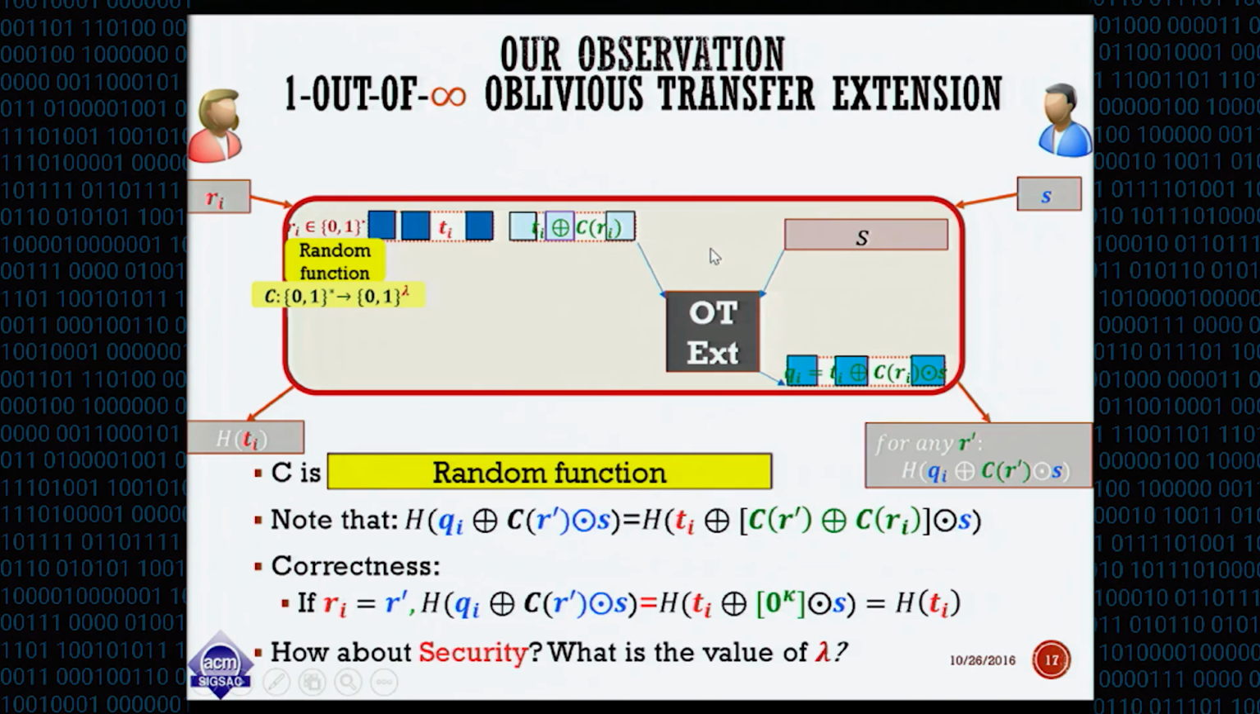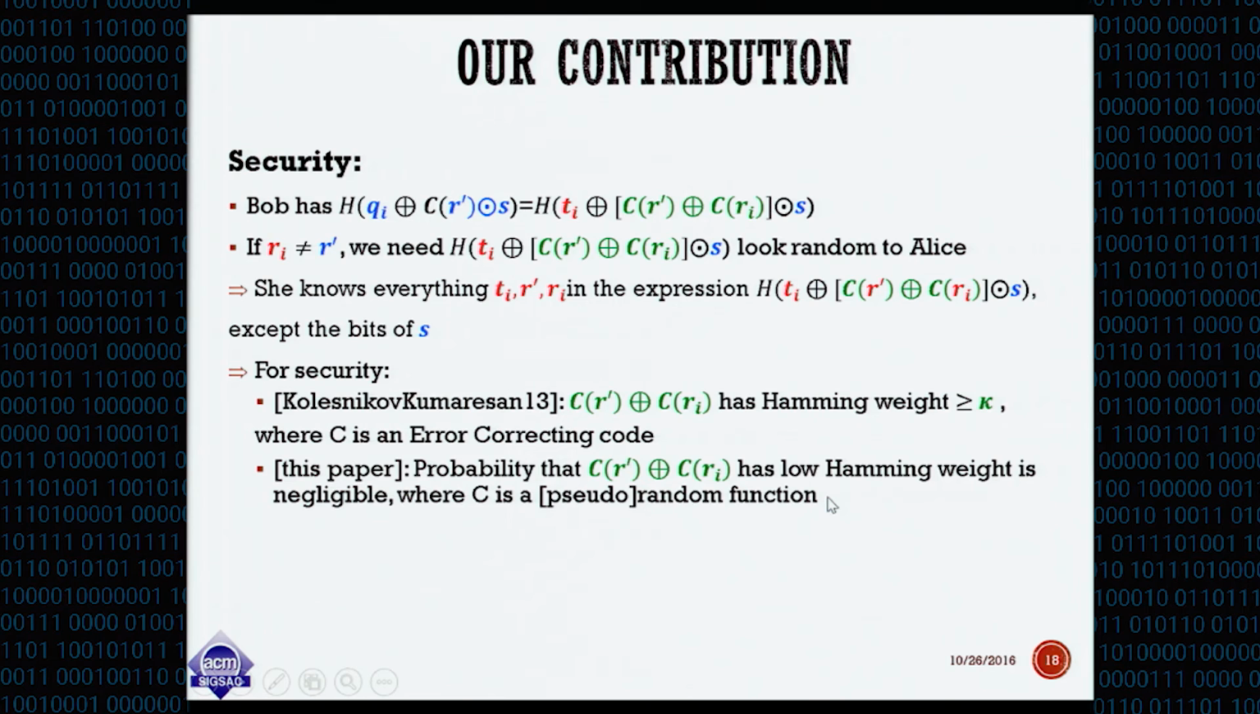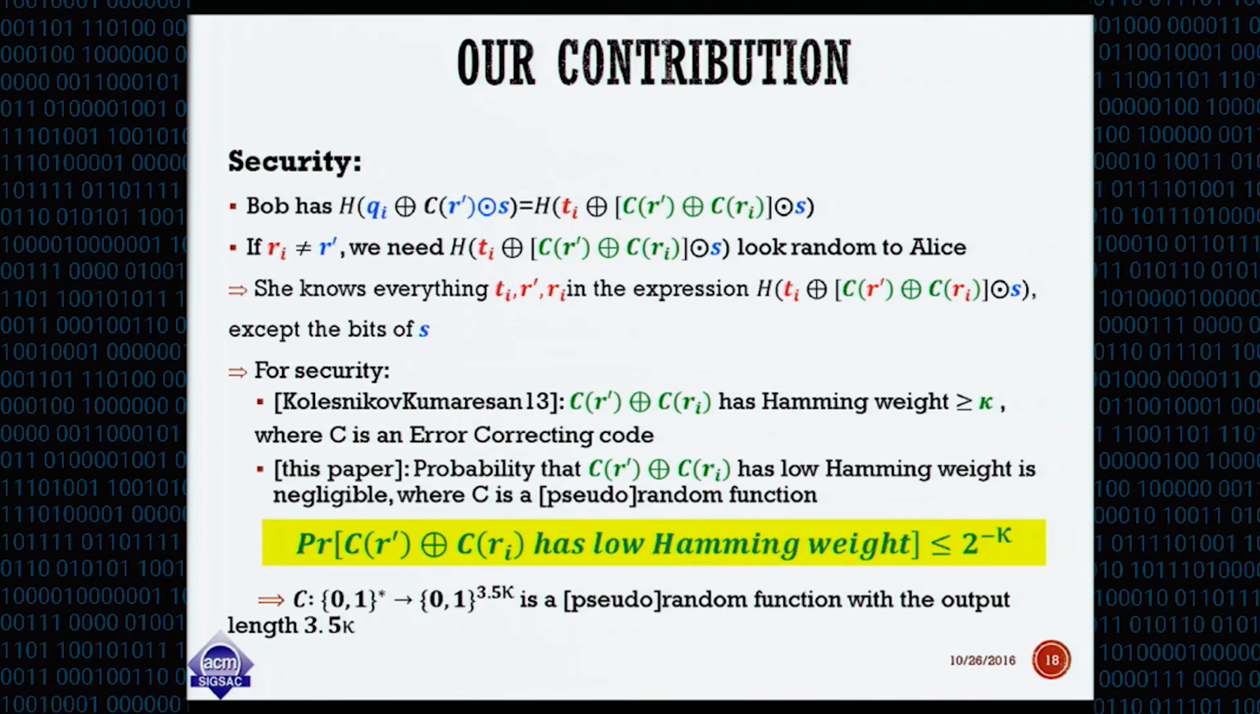For the security, we need to compute the optimal length for the output of C, which is lambda, to get the security. So from the two previous slides, we have this, and now we use C as a kind of pseudorandom function. We just need the property that C(R') XOR C(Ri) having low Hamming weight is negligible. That is what we need, and we compute C as a pseudorandom function with the output length of 3.5k.